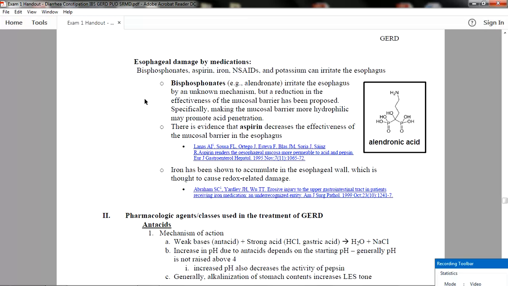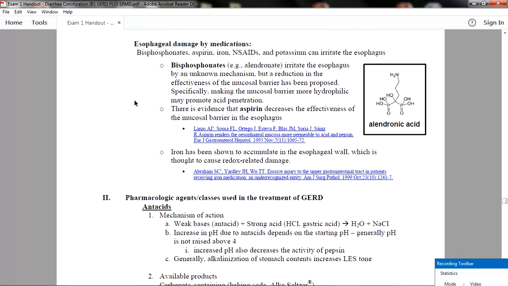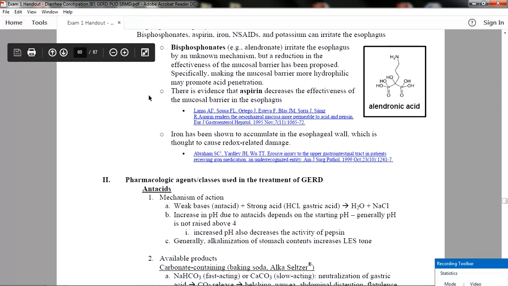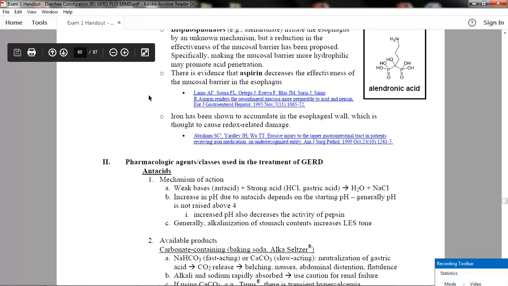They don't know exactly how that works, but that's why there is a very strong recommendation that you do not lie down, and that you drink plenty of water after taking a bisphosphonate. The time you're not supposed to lie down, I think, is 30 minutes, but it's a very high risk for damage to the esophagus. And some other things, aspirin, iron. I don't really want you to worry about those too much.